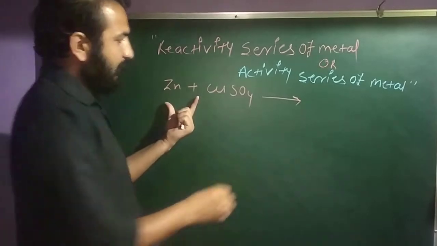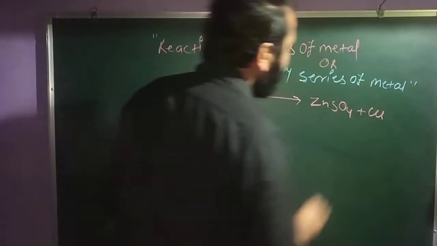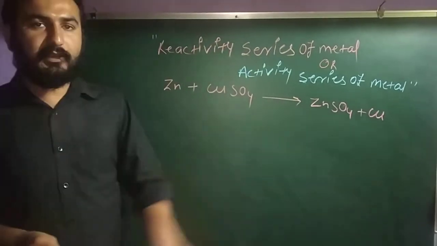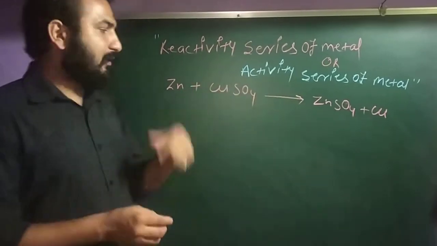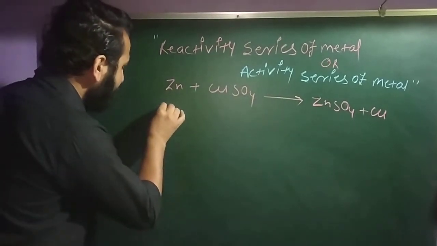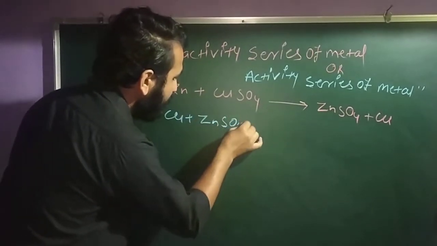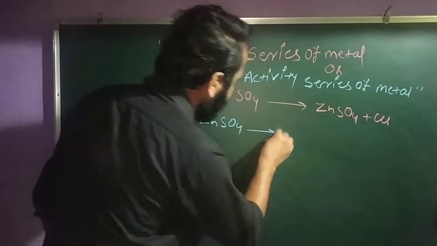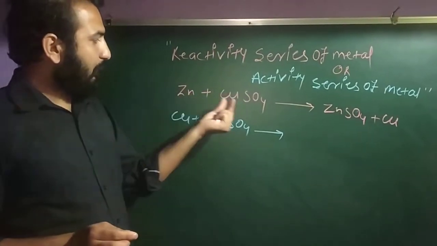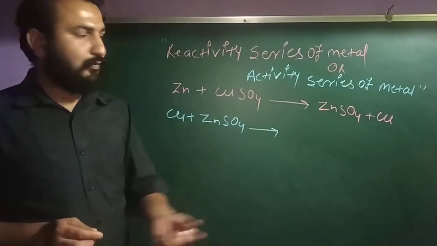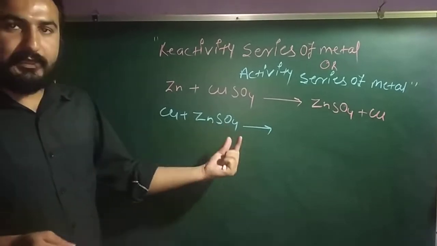It will give ZnSO4 and copper. Suppose I am changing this reaction in this manner. That means copper plus ZnSO4. So what will be the product? Clear? Zinc with copper sulfate gives ZnSO4 and copper, and second here, copper plus ZnSO4.